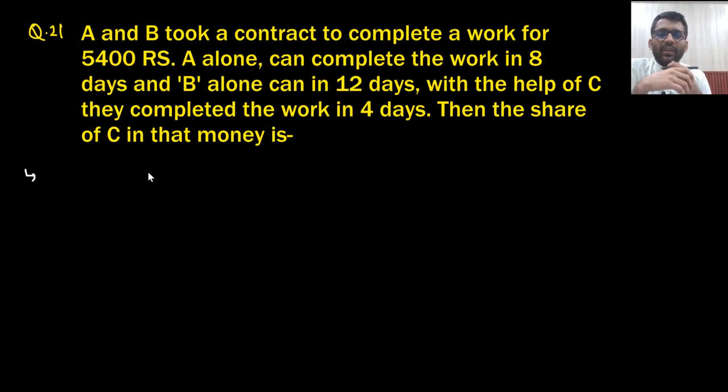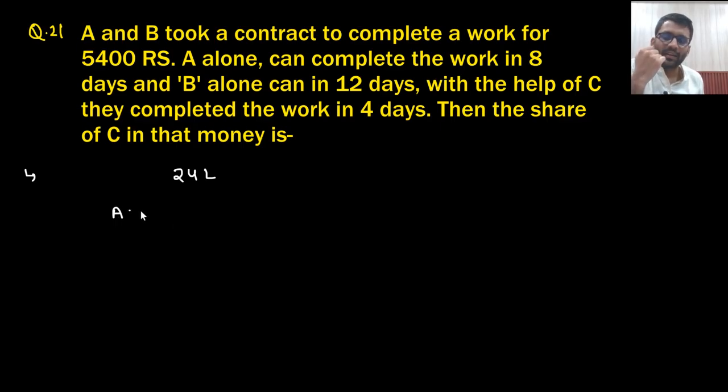A and B took a contract to complete the work for 5400 rupees. A alone can complete the work in 8, B 12, and with the help of C they can complete the work in 4 days. With the help of C. So first let's take the LCM. 8, 12 and 4. That would be 24. 24 will be the LCM.